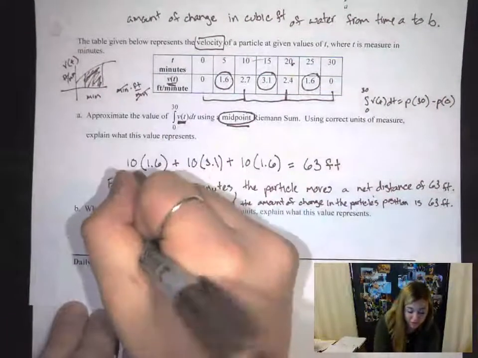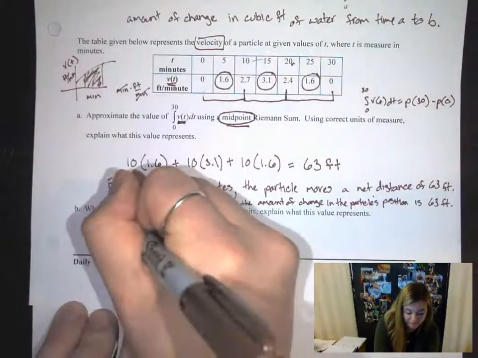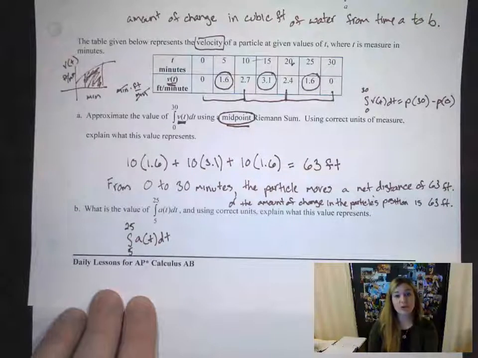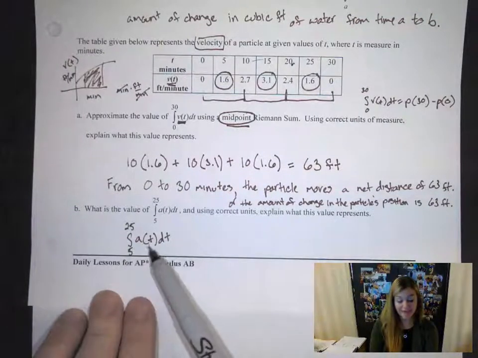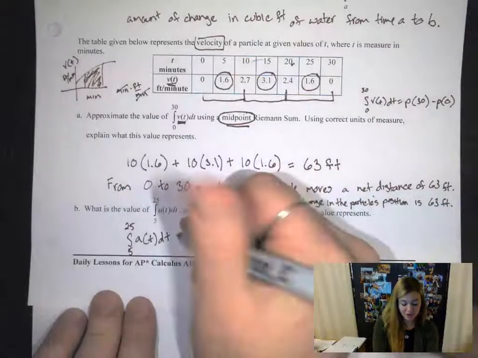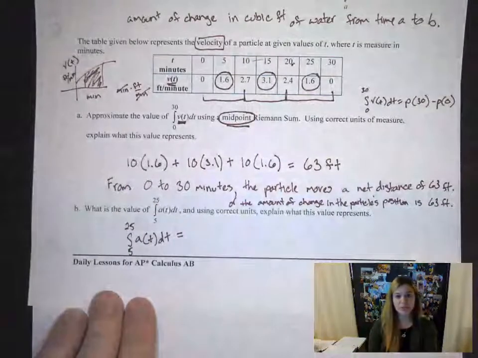Okay, this integral from 5 to 25, it would equal the area under the curve of a of t from 5 to 25, but we don't have a of t graphed. So the other thing that it can equal, think about the fundamental theorem of calculus, what would that be?